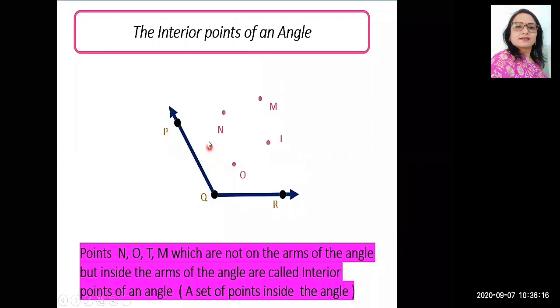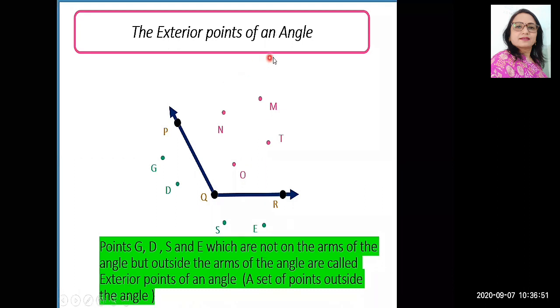Now, what are the interior points of an angle? Point N, point O, point T and point M, which are not on the arms of the angle but inside the arms of the angle, are called interior points of an angle. In short, a set of points inside the angle. I repeat, a set of points inside the angle. Okay?